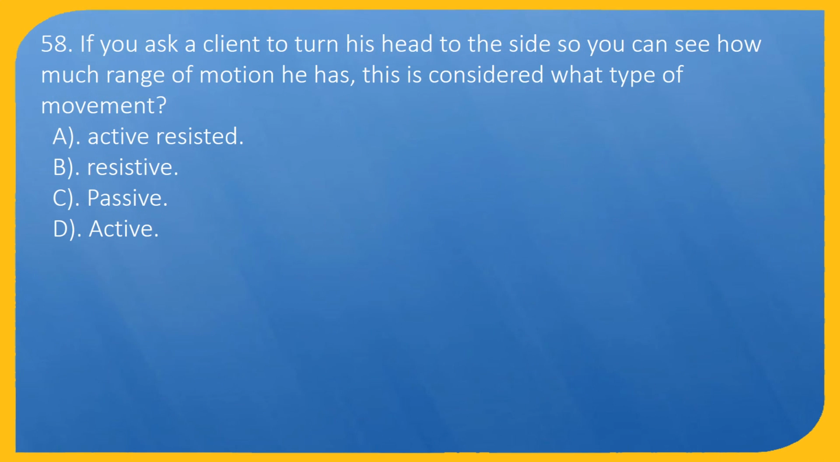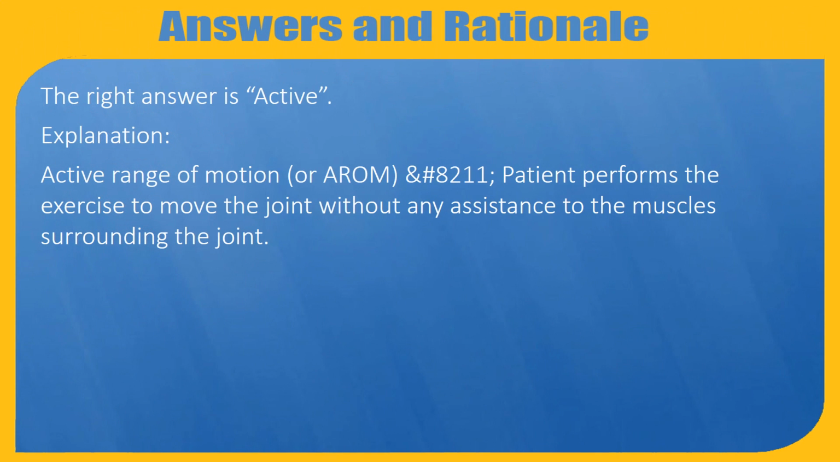Question 58. If you ask a client to turn his head to the side so you can see how much range of motion he has, this is considered what type of movement? A. Active resisted. B. Resistive. C. Passive. D. Active. The right answer is active. Explanation: active range of motion, or AROM, is where the patient performs the exercise to move the joint without any assistance to the muscles surrounding the joint.